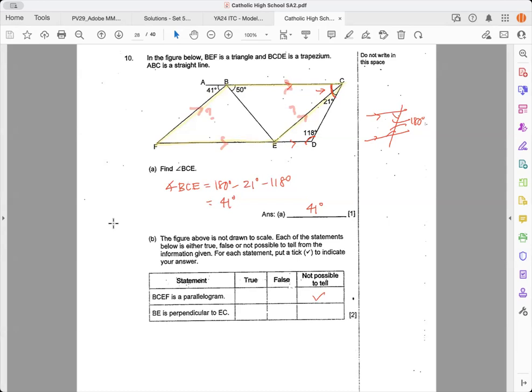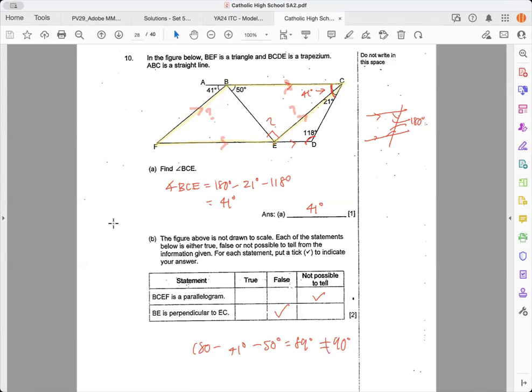Now let's look at the second part. BE is perpendicular to EC. We can test it out. That's a claim. Is this 90 degrees? We know that this is 41 degrees, right? If 180 degrees minus 41 minus 50, what do you get? You get 89. 89 is not 90 degrees. So answer is false.